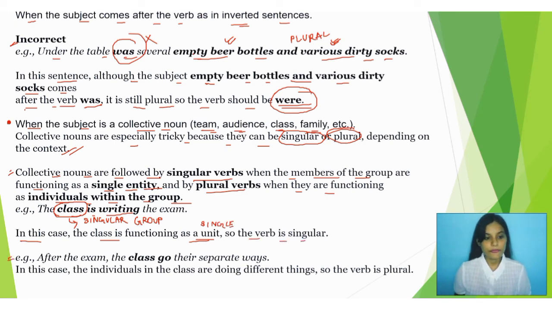For example, "After the exam, the class go their separate ways." In this case, the individuals in the class are doing different things, so the verb is plural. Okay, so this is plural. If we had put "goes", then it would have been singular, but we have to put this verb here because the individuals are acting separately. So with a singular noun, we continue with a plural verb. Singular noun and plural verb. This is another case.